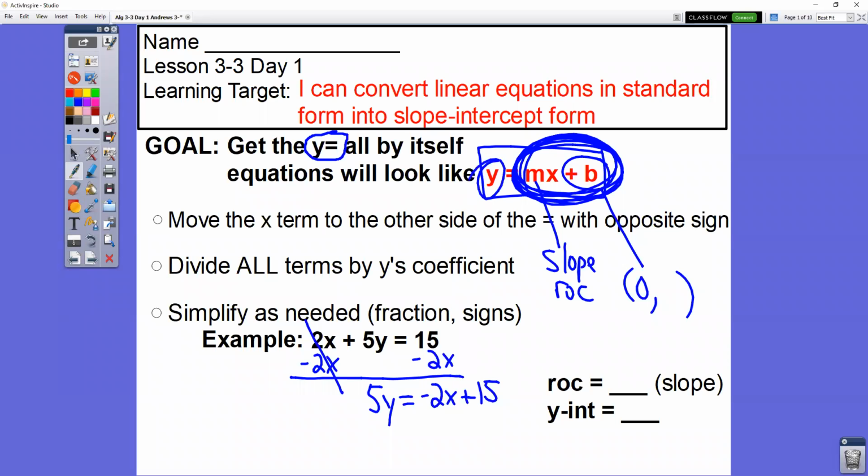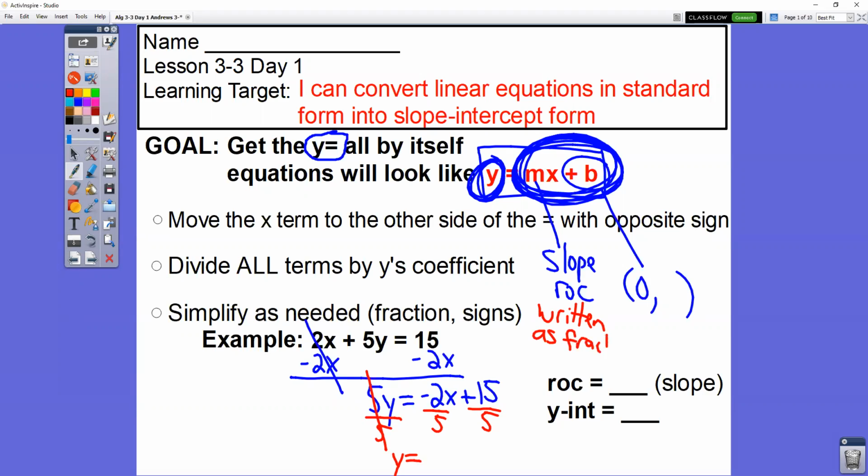Remember, we want the y all by itself, no number in front of it. So this really says 5 times y. Well, the opposite of times is to divide. When you divide, you have to divide each and every term by that number. So we're going to divide by 5, divide by 5, divide by 5. These 5s cancel out. So now on the left-hand side of the equal sign, we're left with y equals all by itself. Now, slope is the number that comes in front of the x, which is your rate of change. Slope is written as a fraction.